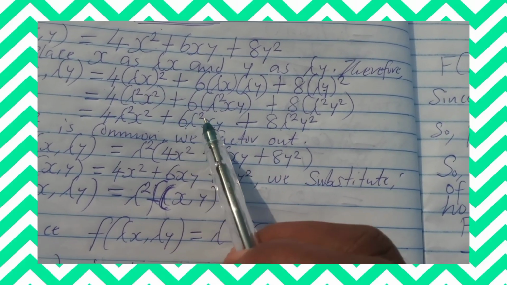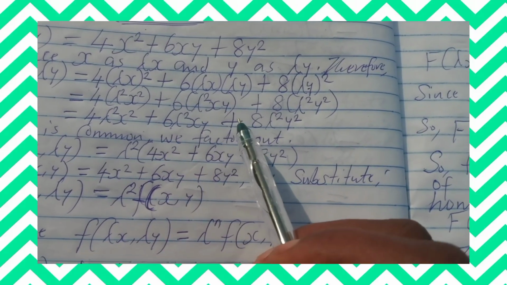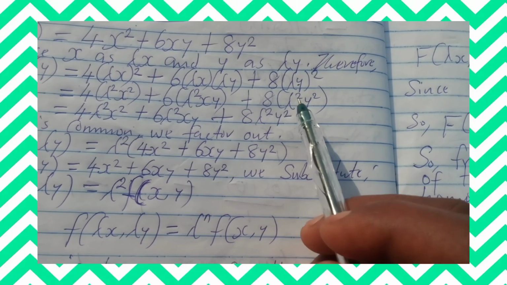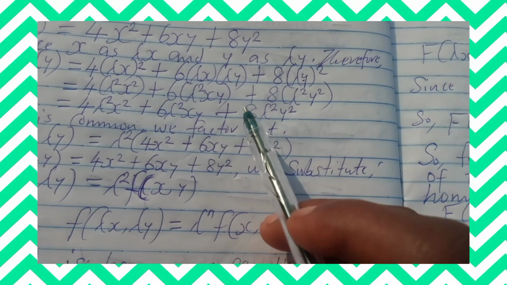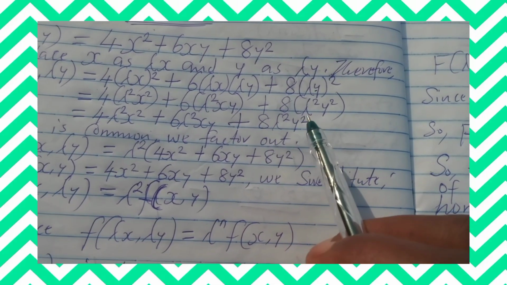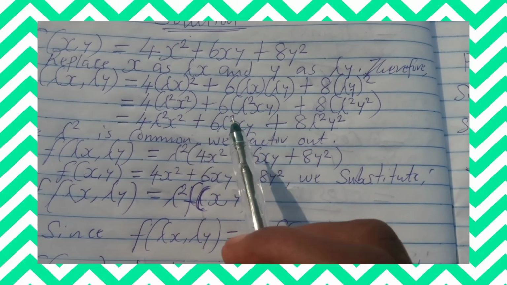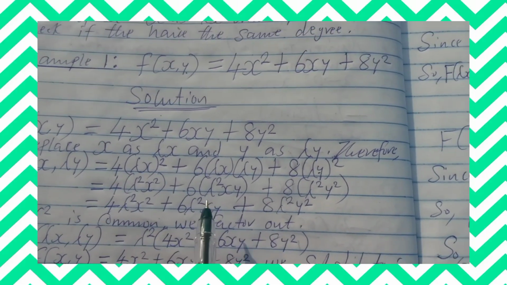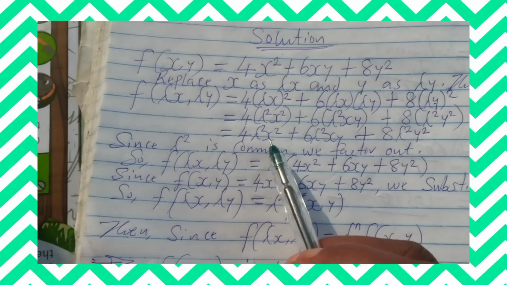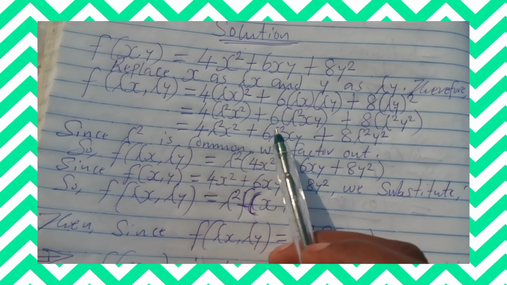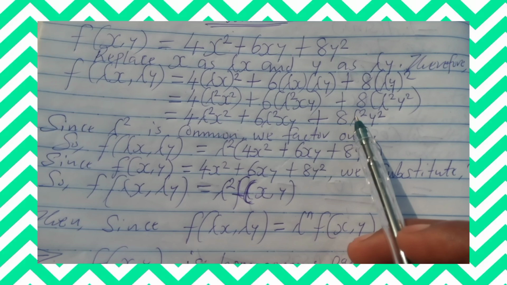So we have 6λ²xy plus, in this case, 8 multiplied by everything that is in this bracket, λ² and y², so we're going to have 8λ²y². If you check this particular value we have here, we see that lambda is common in all of these terms. We have λ here, λ² here, λ² here, and λ² here.